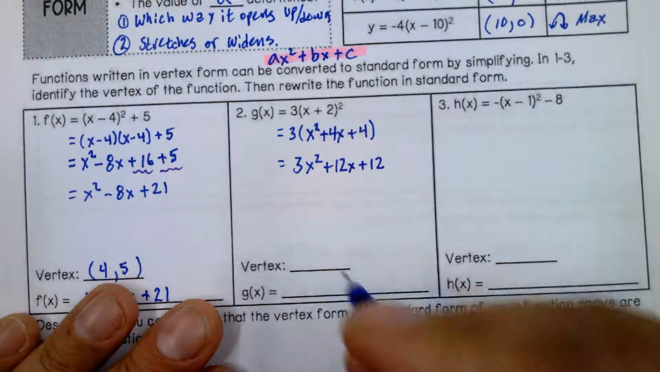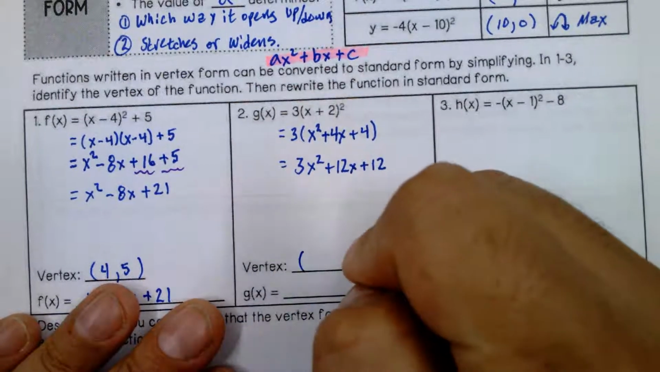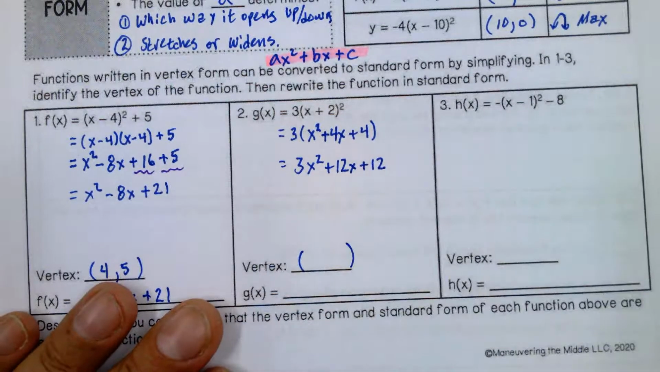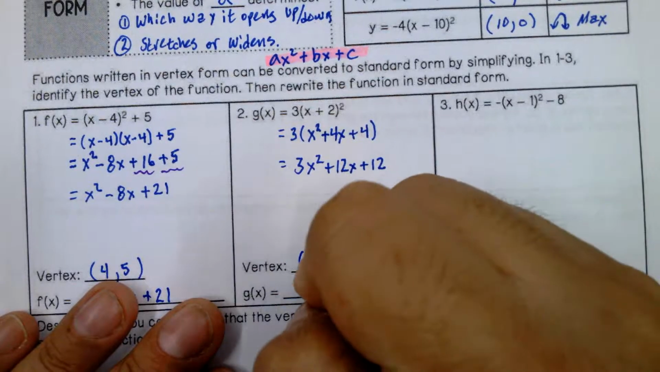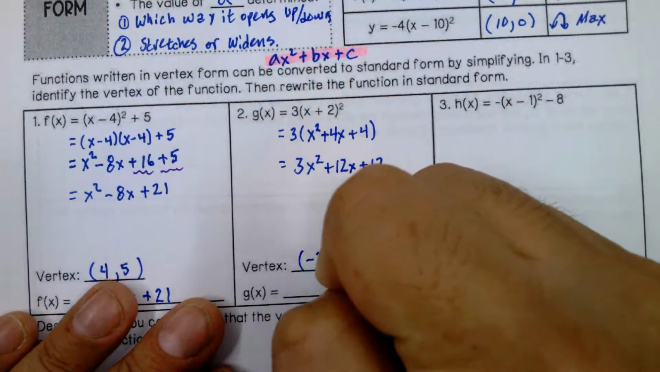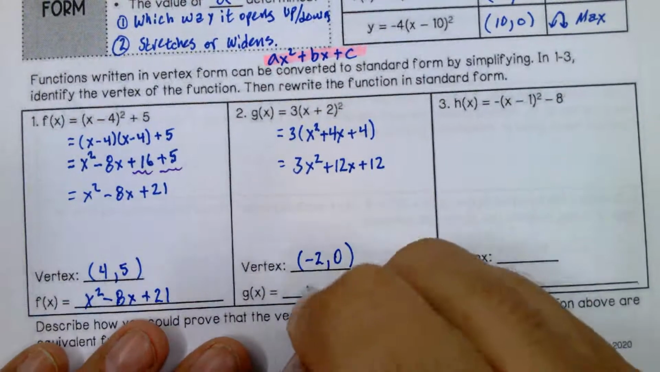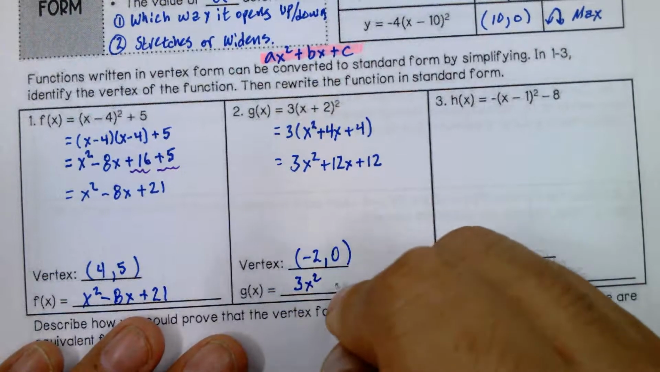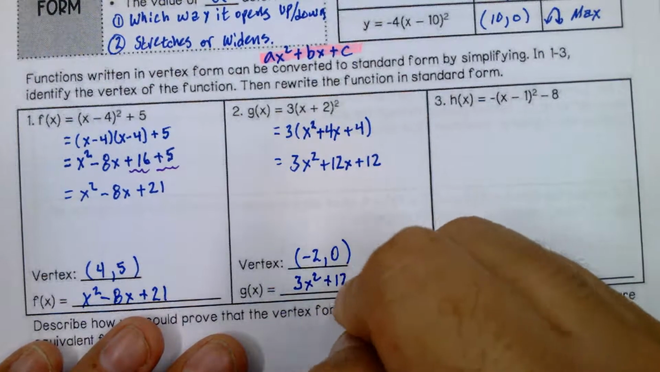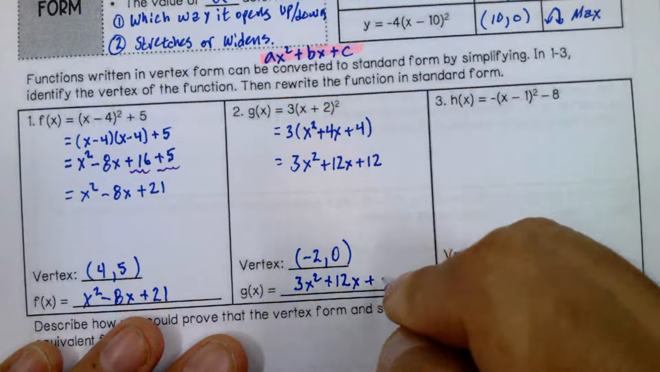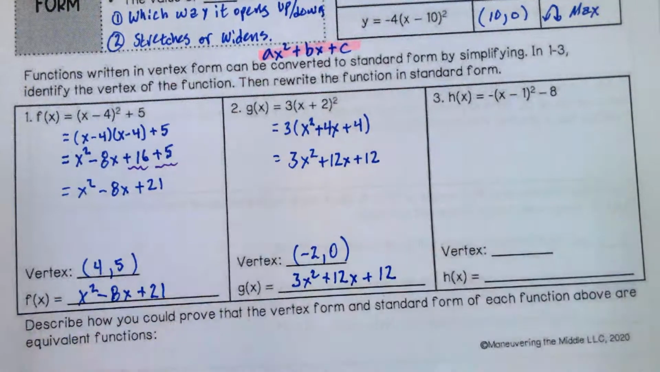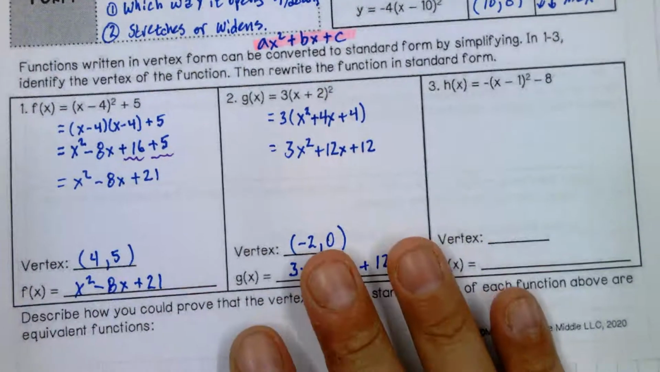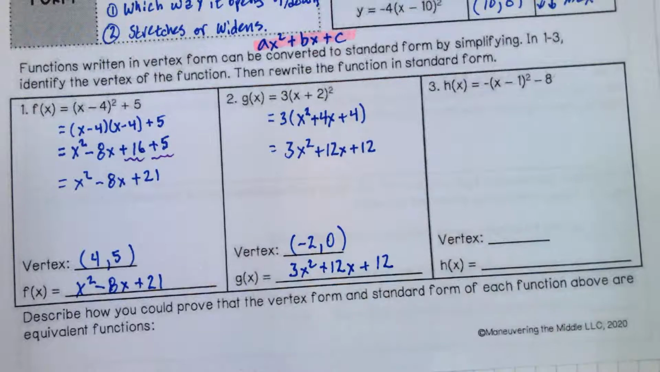Let's write down the vertex though. What's our vertex value? Negative 2, 0. And in standard form, this is 3x squared plus 12x plus 12. Okay. Any questions? Let's try the last one.